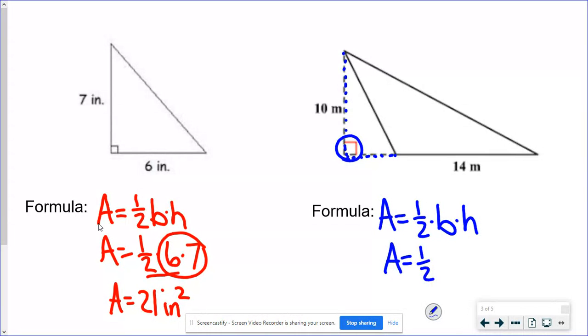So 1/2 times 14 times 10. Now, again, any order you want, or just use a calculator, just type it in. By the way, I don't type in 1/2 on a calculator. I would use a 0.5, or I would divide by 2. But in my head, I can do 1/2 times 14 is 7, and 7 times 10 is going to be 70. So my area is going to be 70, and this was in meters, square meters.